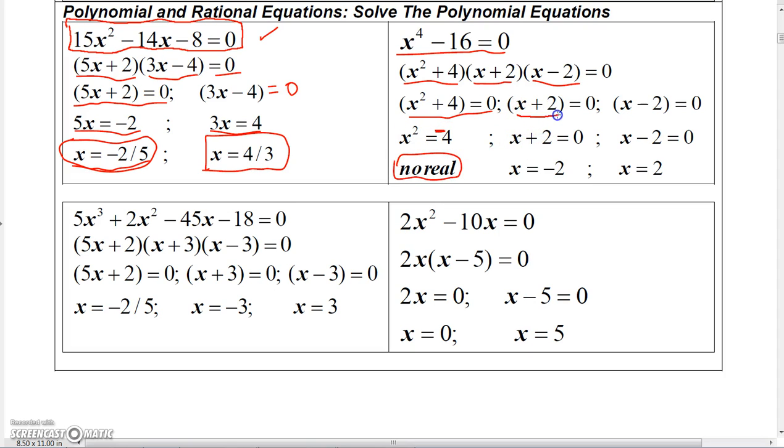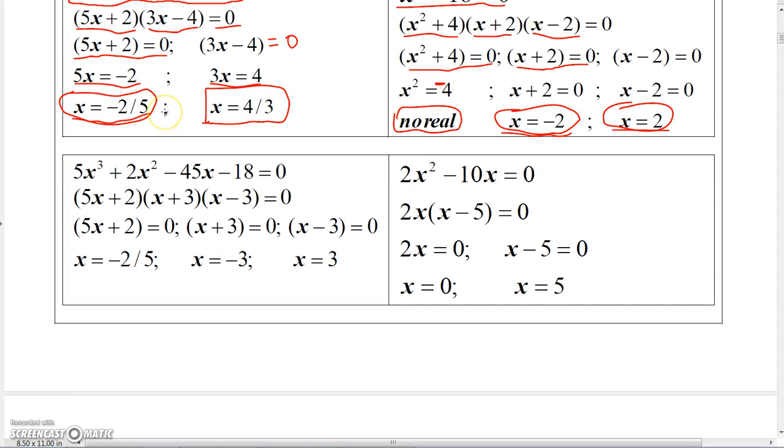But these two factors can equal 0. If x plus 2 equals 0, you can solve that by just subtracting 2 and get negative 2. And then to solve x minus 2 equals 0, just set x minus 2 equal to 0 and then solve that for x, and you get x equal 2. So this has two real solutions, negative 2 and 2. It also has two non-real solutions, but I'm not working with those just yet.